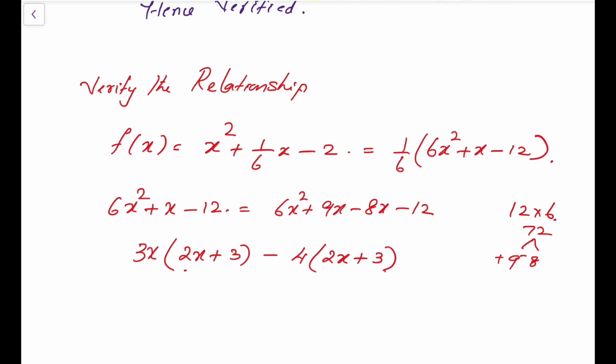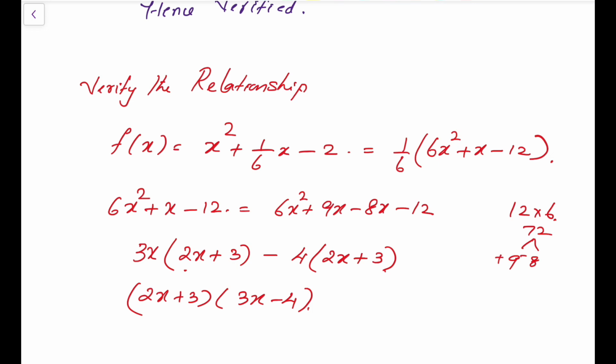If you are not very thorough with these factorizations, please go to my playlist, go to the 9th standard chapters, and in that polynomials I have done all these similar questions. So you can practice it from that.